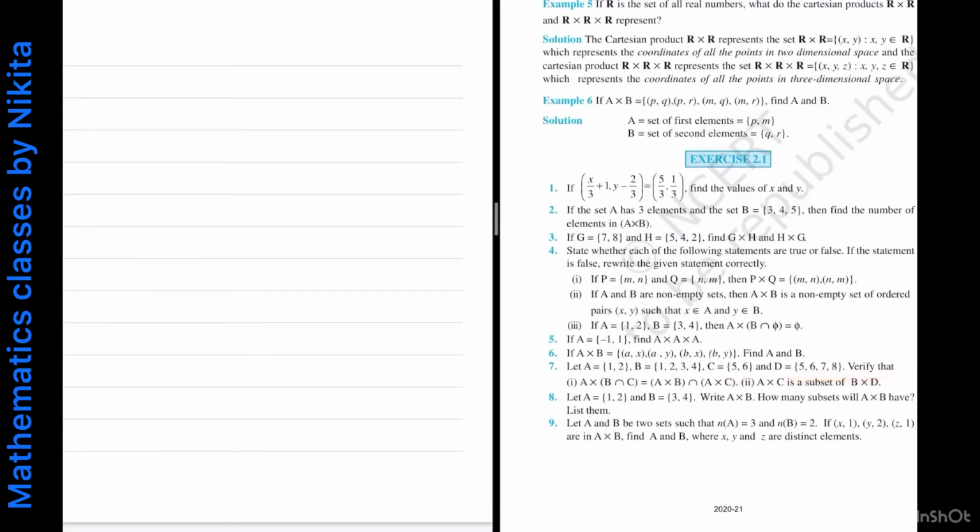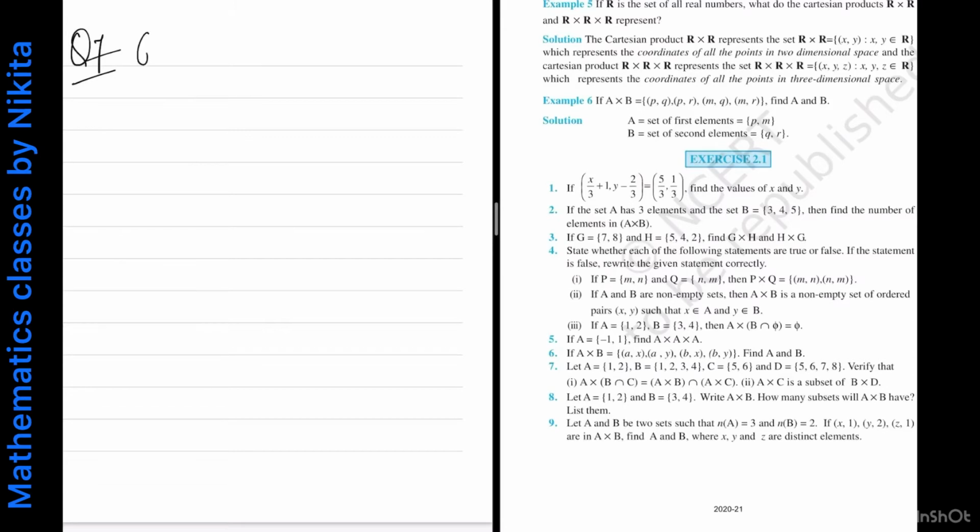You have to verify these two parts. The first part says that A cross (B intersection C) is equal to (A cross B) intersection (A cross C), and the second part says that A cross C is a subset of B cross D. Now first of all we will do the first part.